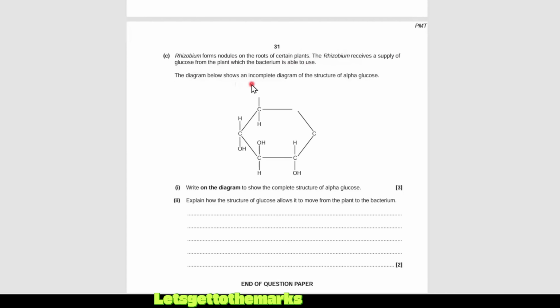The diagram shows an incomplete diagram of the structure of alpha glucose. Write on the diagram to show the complete structure of alpha glucose, and that's 3 marks. So we've probably got to adjust 3 things. Use a bit of exam technique. There must be 3 things we've got to add. Explain how the structure of glucose allows it to move from the plant to the bacterium. And so this is really testing us on biological molecules and then a little bit about transport.